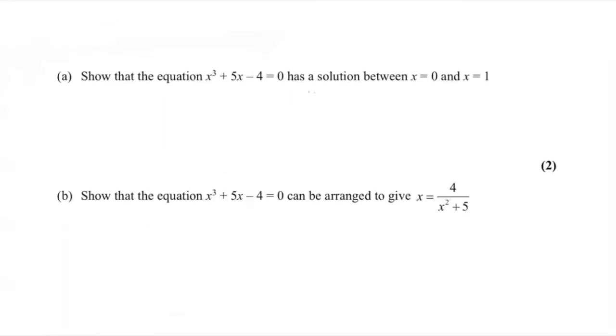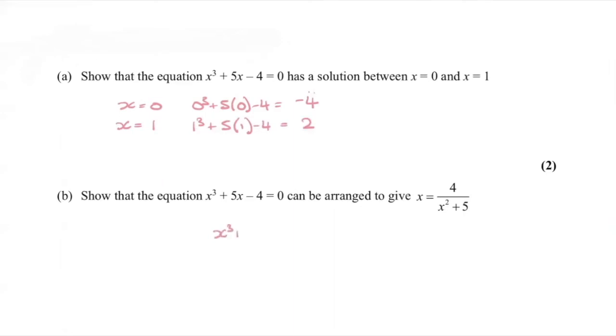Okay, so the solution to the first question, it was a question on iteration. To show that the solution of x lies between 0 and 1, we just simply substitute into the equation. When we put 0 in, our -4 shows that the solution is below 0. But when x equals 1, our solution is greater than 0. It's 2. And therefore, the solution for x must lie between 0 and 1.